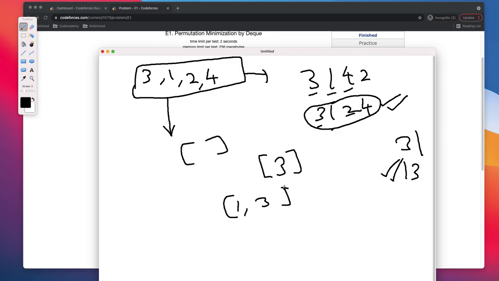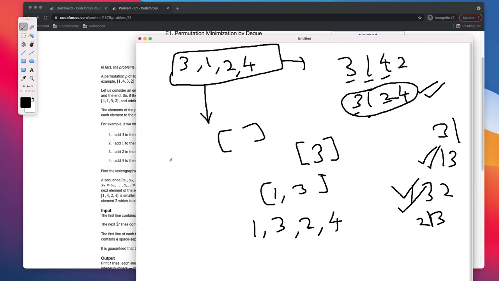Now 2 comes in, so again I have a choice of either inserting it in the beginning or at the end. So 2 1 3 or 1 3 2, these are our two options, which is lexicographically smaller, this one. So then we add it at the end, and again similarly for 4 we have to add it to the end. So the approach that I took here was, I took a data structure called a deque.